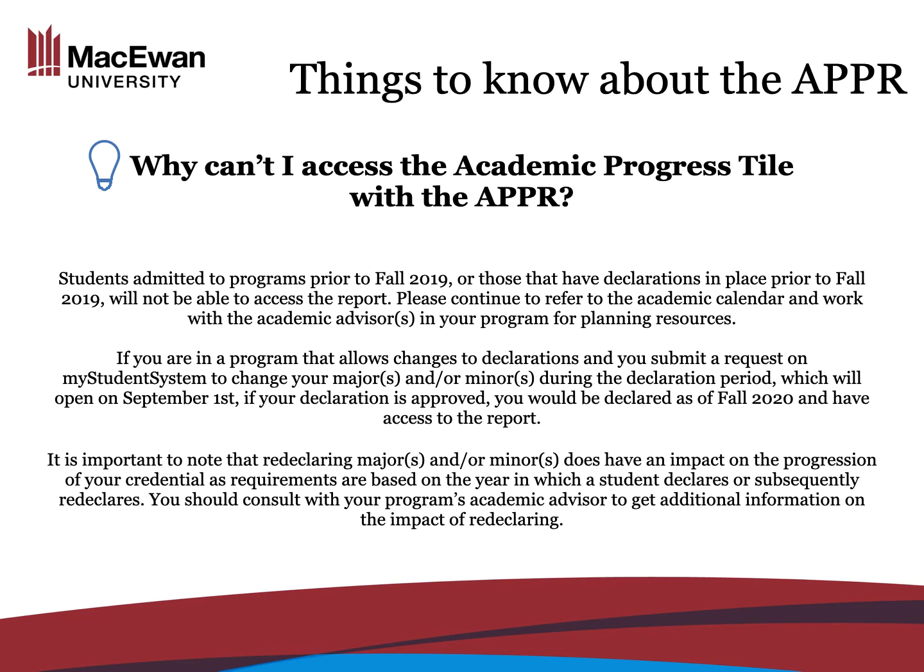If you are in a program that allows changes to declarations and you submit a request on myStudentSystem to change your majors and/or minors during the declaration period, which this year will open on September 1st, if your declaration is approved, you would be declared as of fall 2020 and then have access to the report. It is important to note that redeclaring majors and/or minors does have an impact on the progression of your credential, as requirements are based on the year in which a student declares or subsequently redeclares. You should consult with your program's academic advisor to get information on the impact of redeclaring.